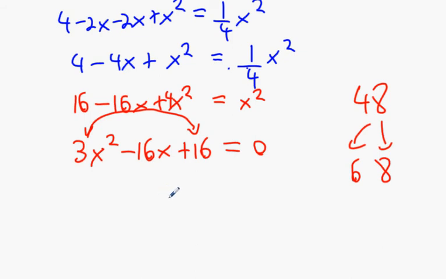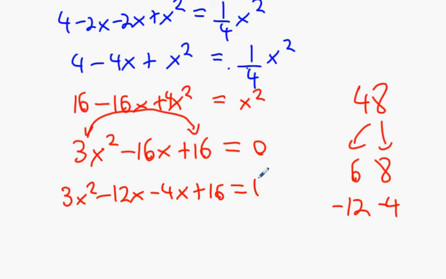Let's try another even number, an even number that's bigger than 6 and 8. 12 would be a good one. 12 and 4. So minus 12 minus 4 would be fantastic. So 3x squared minus 12x minus 4x plus 16 equals 0.